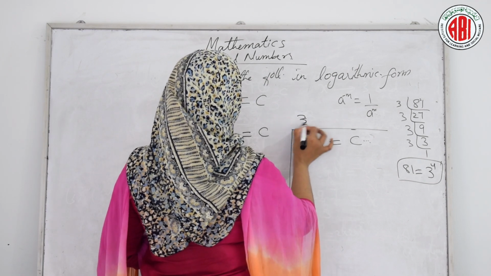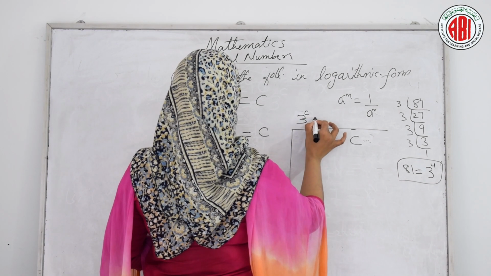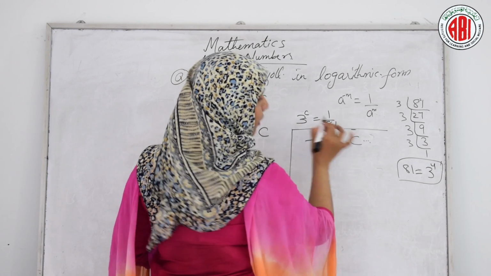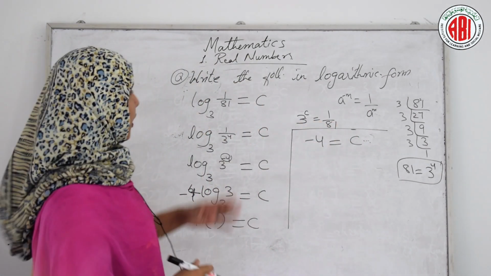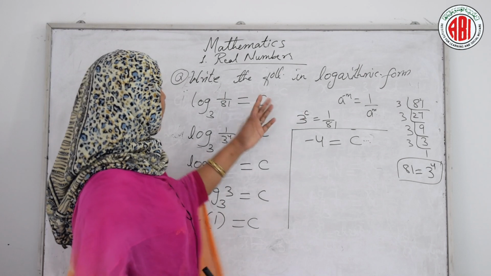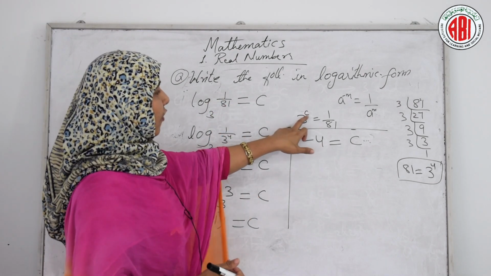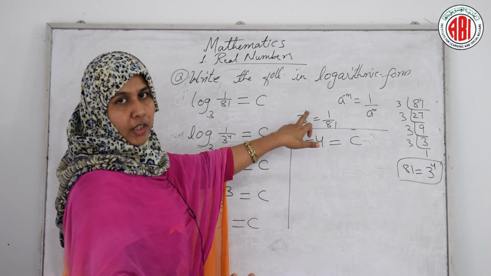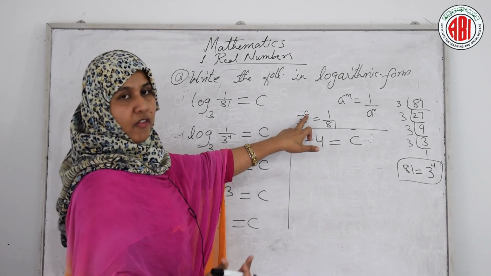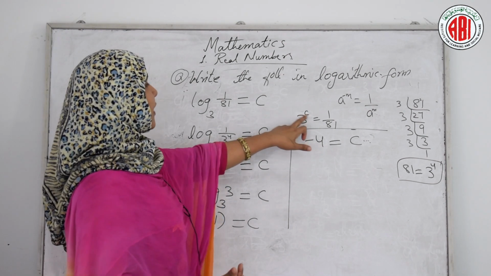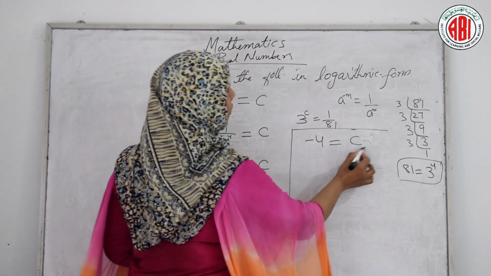The question was 3 power C is equal to 1 by 81, right? That is a question. So why are we using logarithms? To get the value of the exponent. Here the value of the exponent is not given, so we have to find that also. So we got C equals to minus 4.